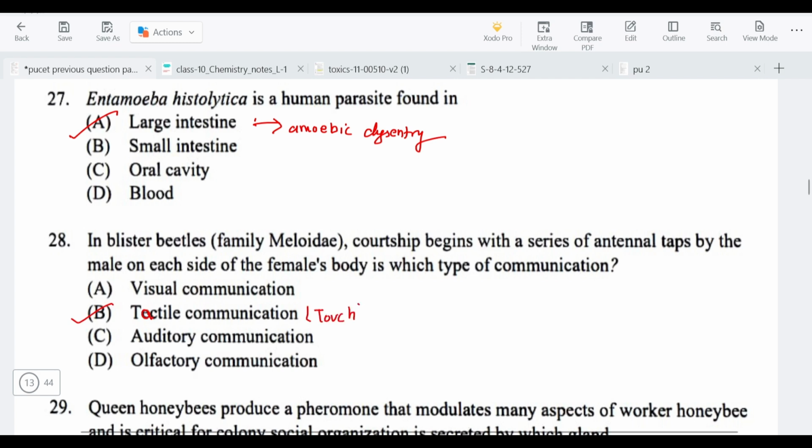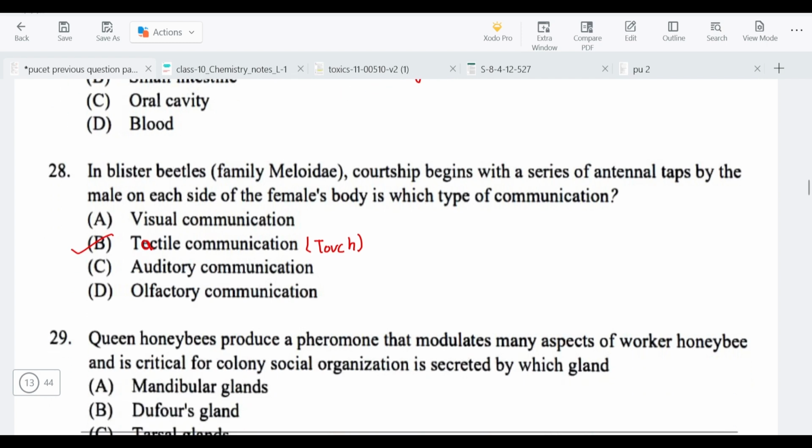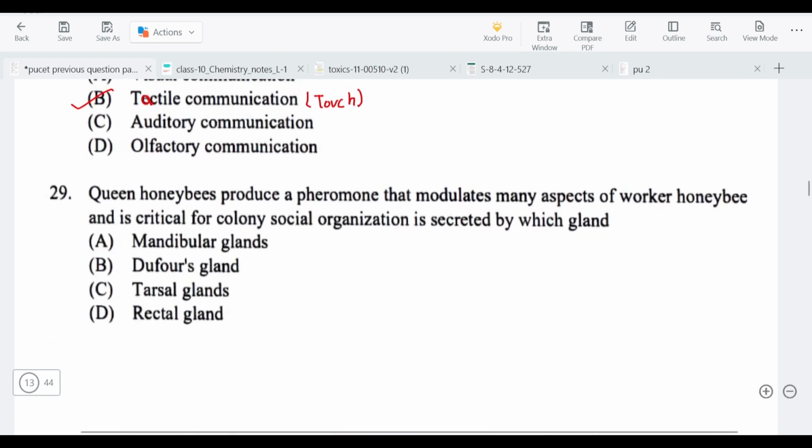There is requirement of touch to stimulate the female, right? Next question. Queen honeybees produce a pheromone that modulates many aspects of worker honeybee behavior and is critical for colony social organization. It is secreted by which gland? Very important and interesting question.